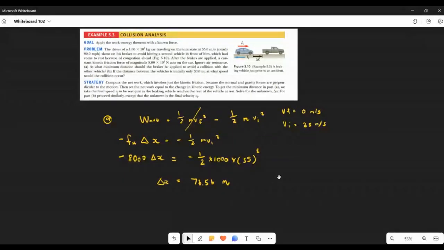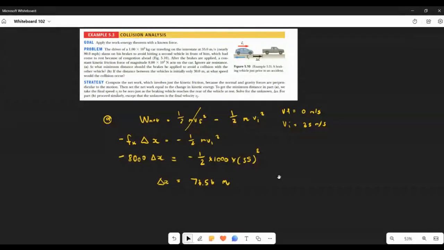Nevertheless, they're saying if the distance was 30 meters initially, at what speed would the collision occur? So in this case, we are looking for VF. They're giving you the force, and they're giving you the distance now.